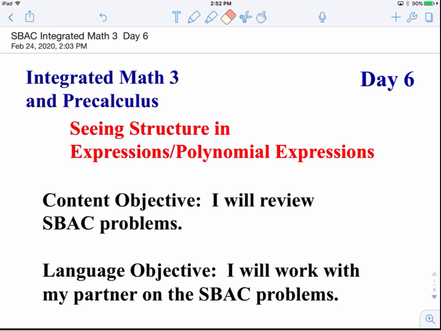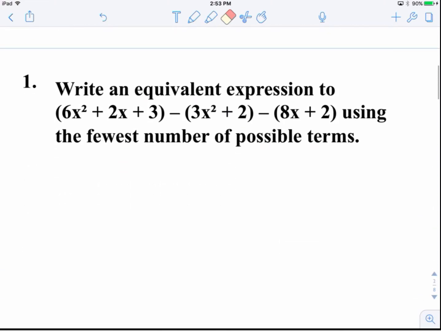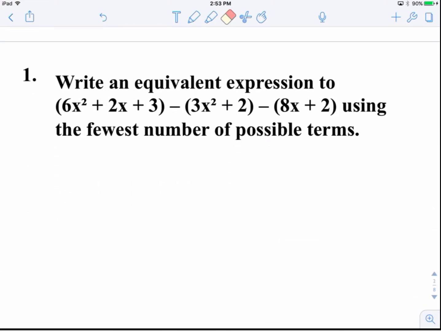Today we will do SBAC review day 6. Number 1, write an equivalent expression to the quantity 6x squared plus 2x plus 3 minus the quantity 3x squared plus 2 minus the quantity ax plus 2 using the fewest number of possible terms.